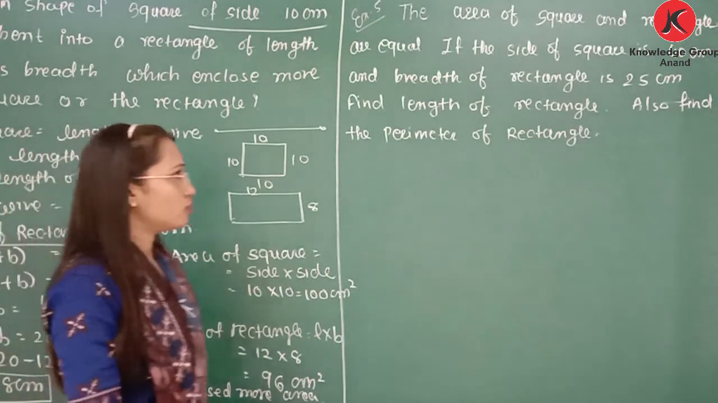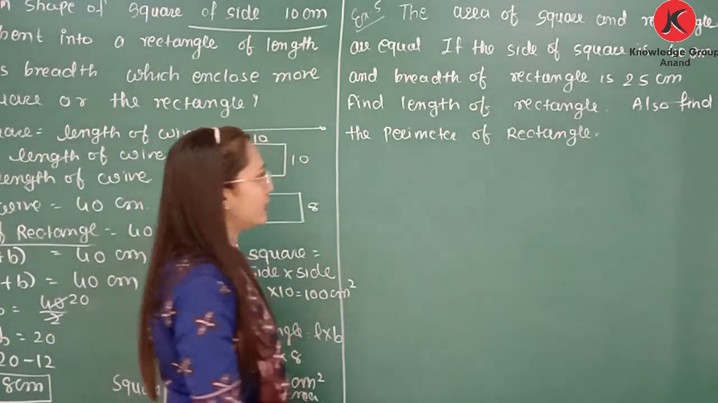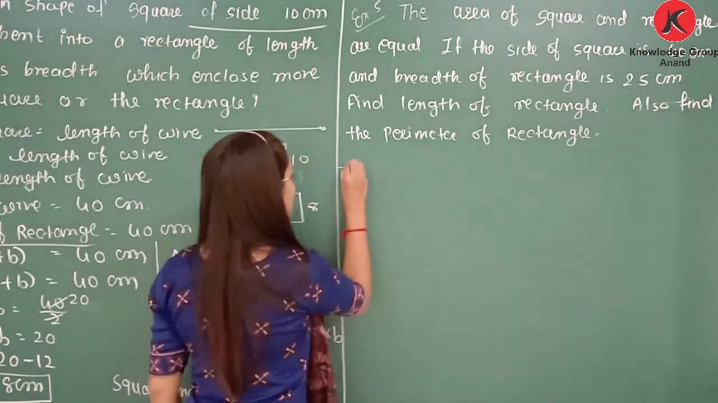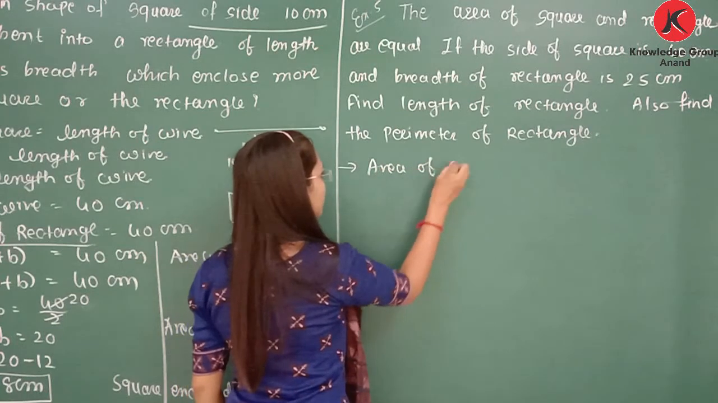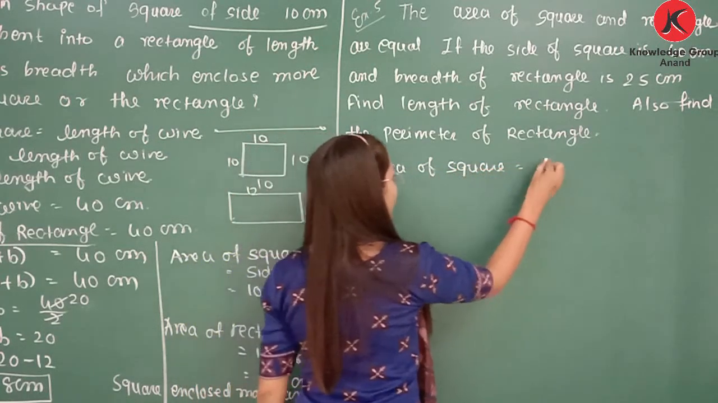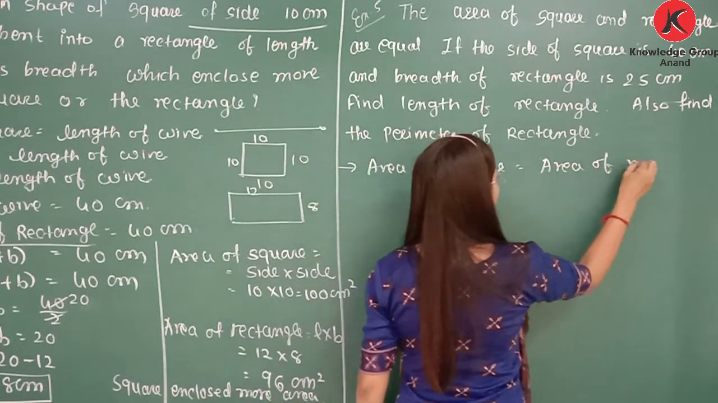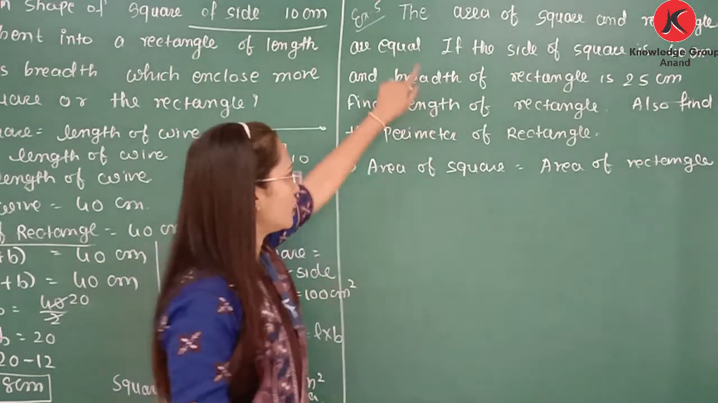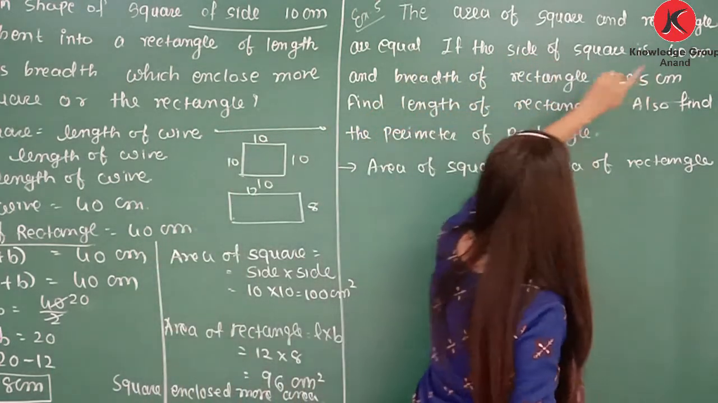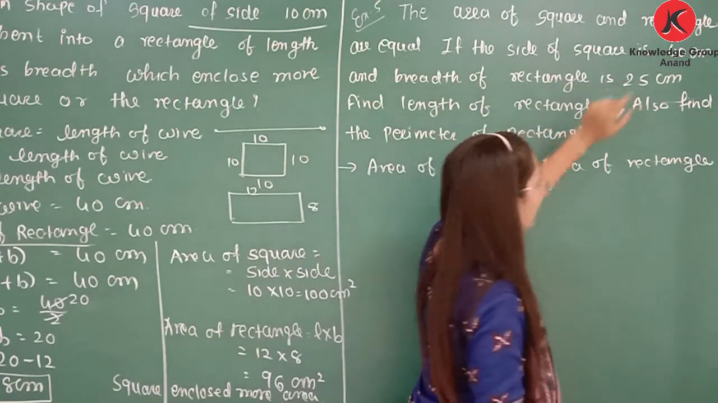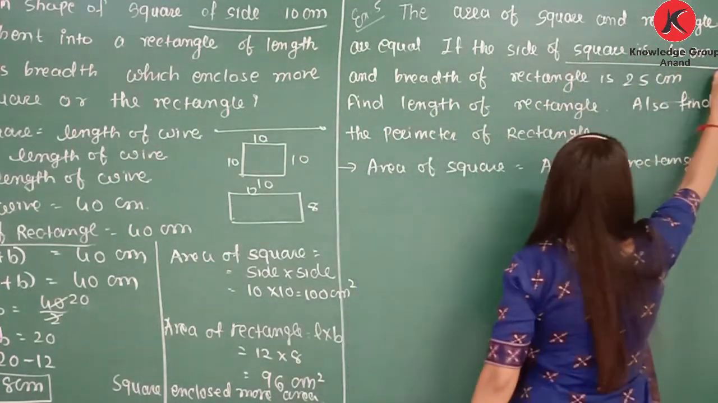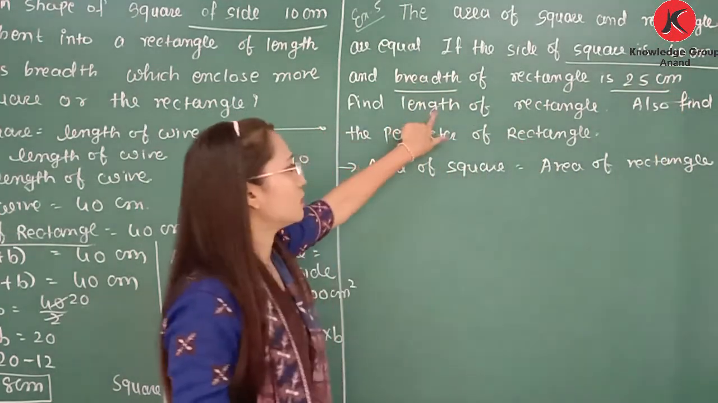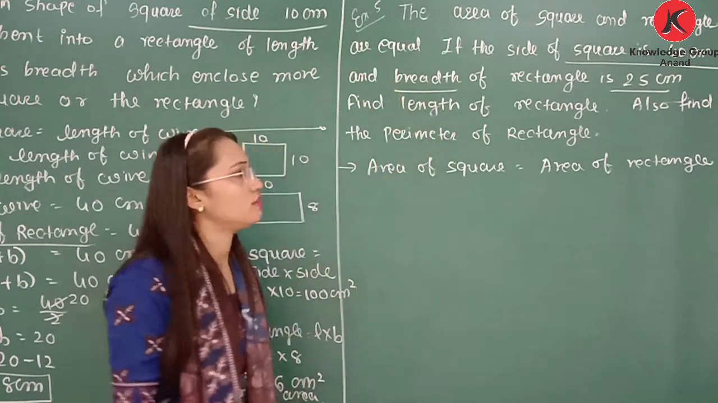Now next, example 5. The area of a square and a rectangle is equal. So the first statement is what? Area of a square and rectangle is equal. So we can write area of a square is equal to area of rectangle. Okay, this is the first statement. If the side of a square is 40 centimeter and the breadth of a rectangle is 25, the side of the square is given and the breadth of the rectangle is given. So let's find the length of the rectangle because it is not given.